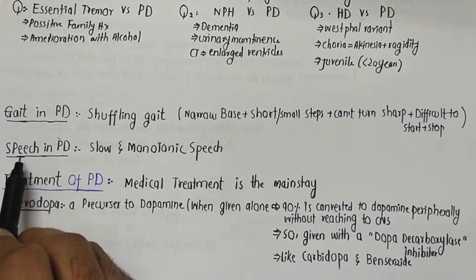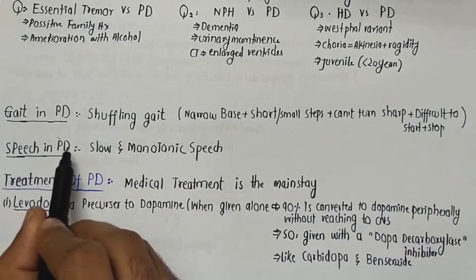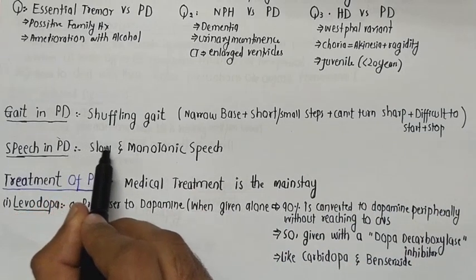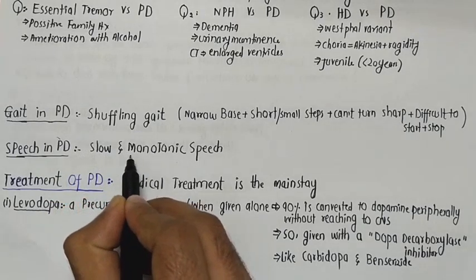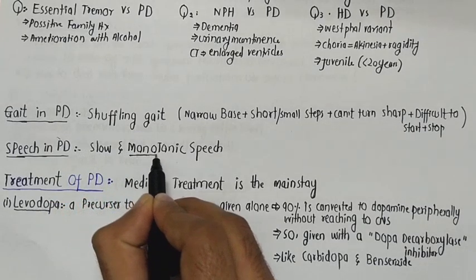Now, what happens to speech in Parkinson's disease? The speech is slow and monotonic type. So the monotonic speech is the classical one for Parkinson's disease.